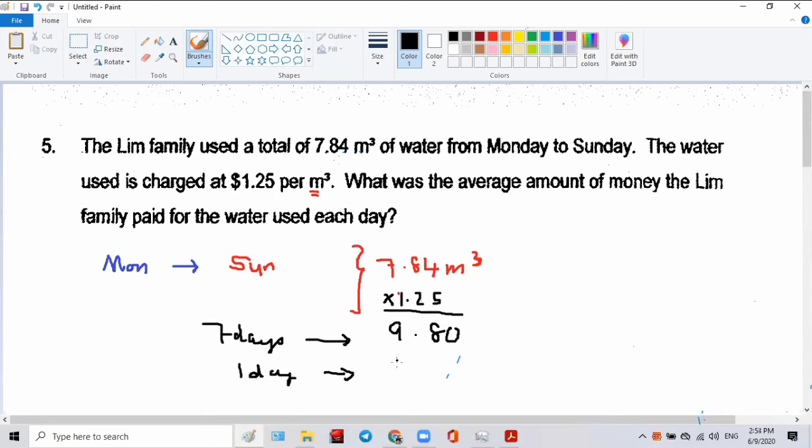So that is for 7 days. So 1 day is 980 divided by 7. That will give you the money for each day. And the answer is $1.40. So, okay, can I move on?